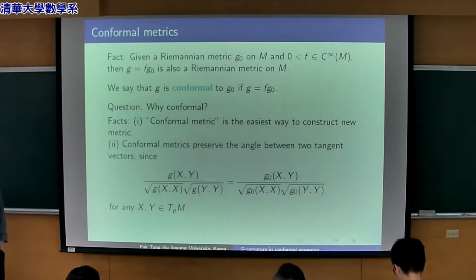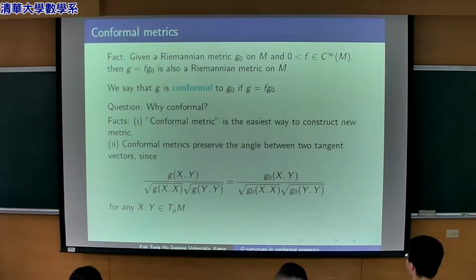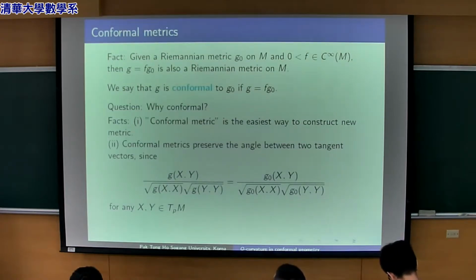And the second property, a good thing about conformal metrics, is that conformal metrics preserve the angle between two tangent vectors, which just follows from this formula. If you take this quotient, g(x,y) over the square root of g(x,x) times g(y,y), then this equals the right-hand side. And in fact, this is the cosine law: the cosine of the angle between these two vectors is given by this. So therefore, it really preserves the angles, from linear algebra. So this is a good property of conformal metrics.